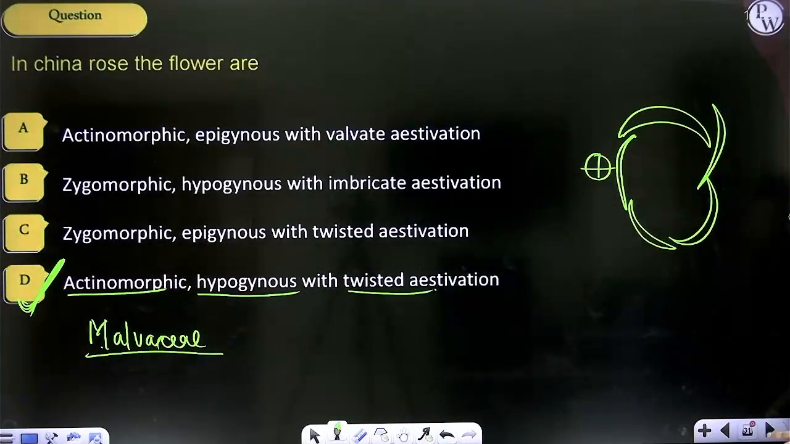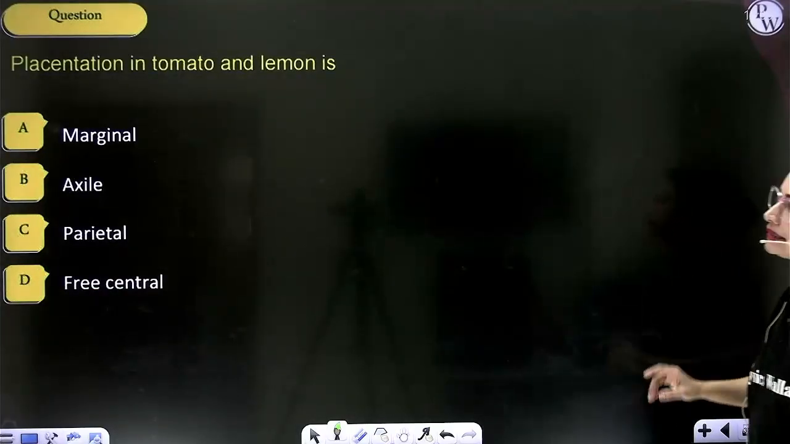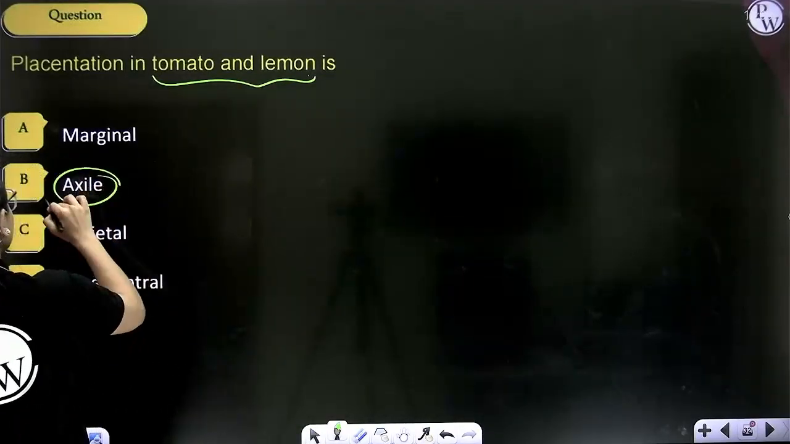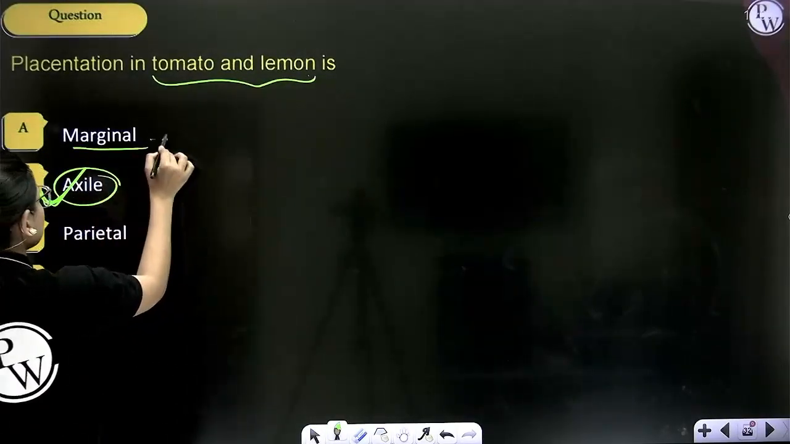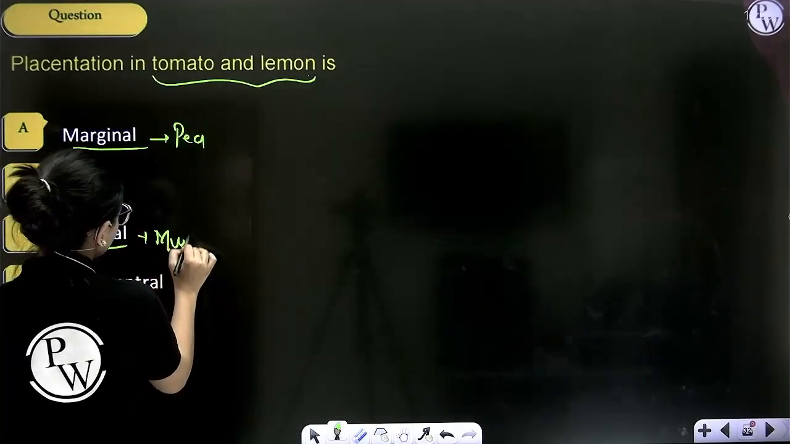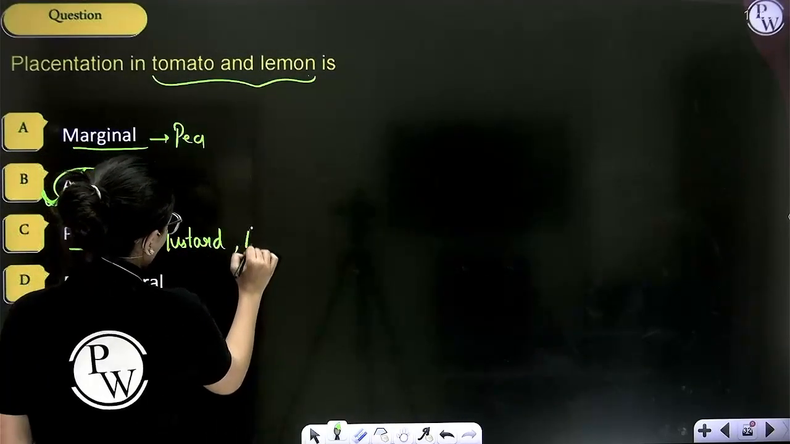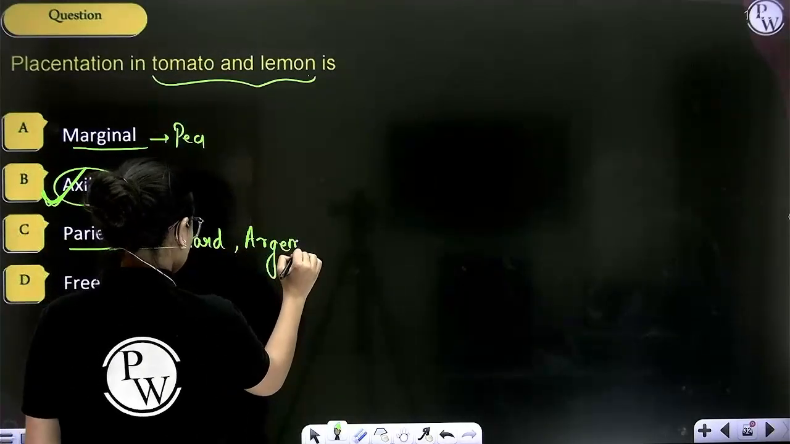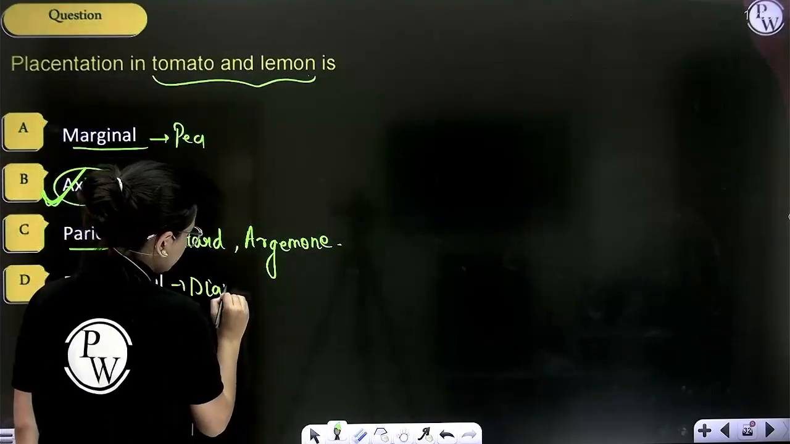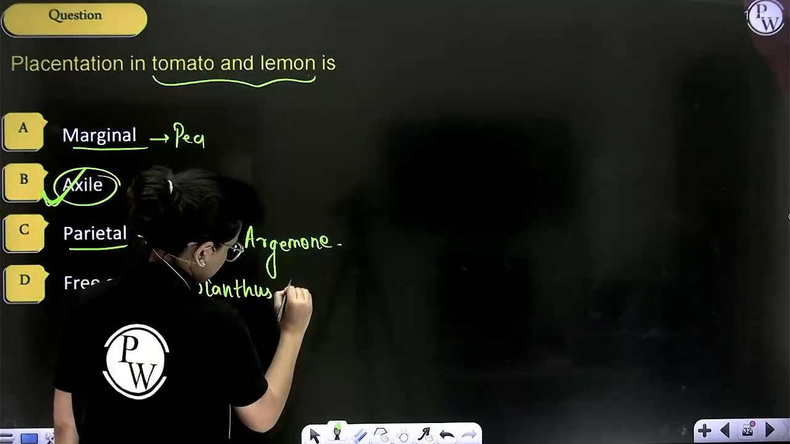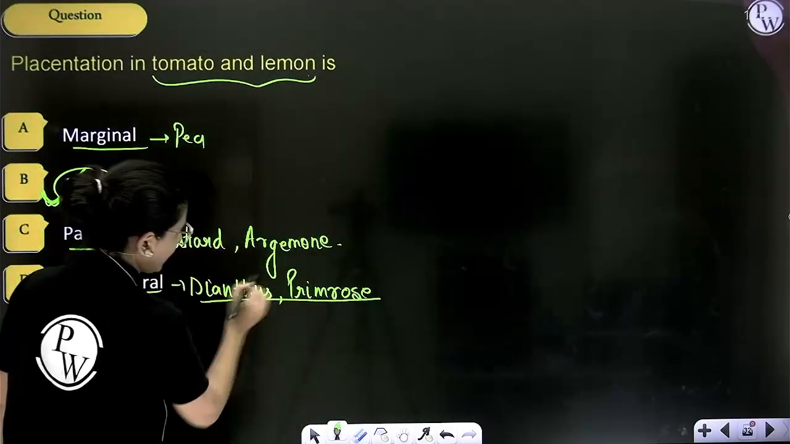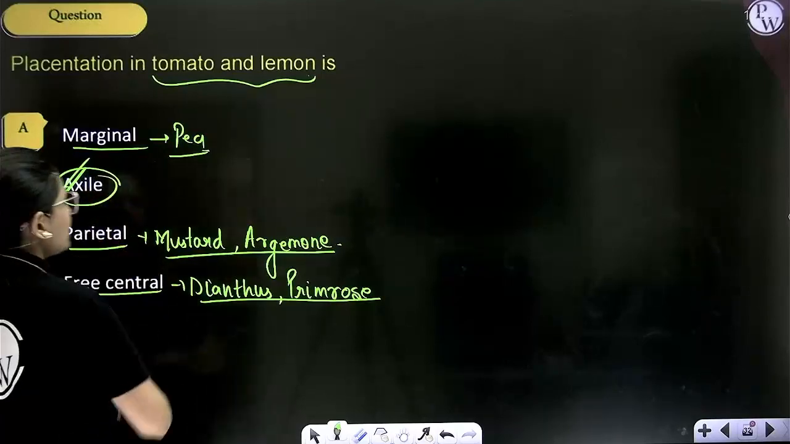Clear? Next question. Placentation in tomato and lemon is? So in tomato and lemon, the type of placentation is axile. Marginal you see in case of pea. Parietal you see in case of mustard and argemone. Free central you see in case of dianthus and primrose. So the answer is B.